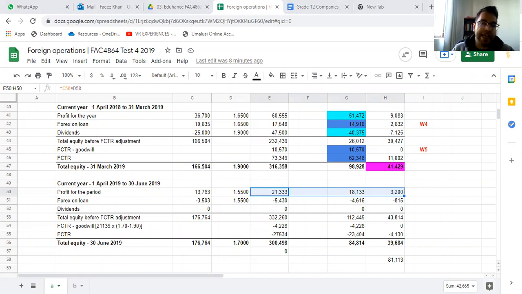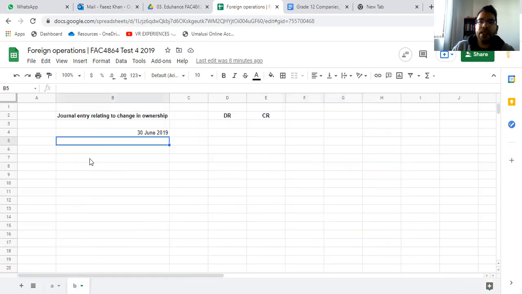So remember, we recognize 100% of income and expenses. When we consolidate, we recognize 100%. So for that, we're going to recognize 100% of the profit. Remember, included in the profit or loss that was given to us, the group accountant did not recognize anything.